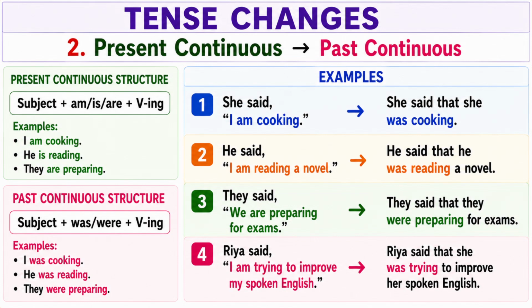Example 1. She said, "I am cooking." It becomes, she said that she was cooking. Example 2. He said, "I am reading a novel." It becomes, he said that he was reading a novel. Example 3. They said, "We are preparing for exams." It becomes, they said that they were preparing for exams. Example 4. Ria said, "I am trying to improve my spoken English." It becomes, Ria said that she was trying to improve her spoken English.